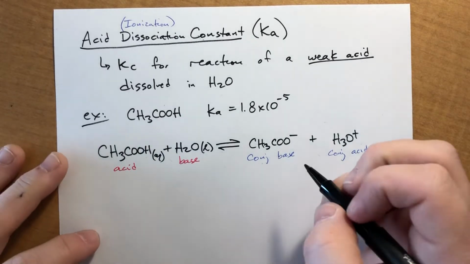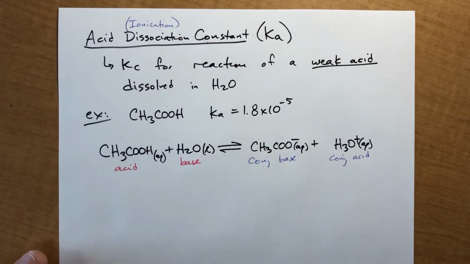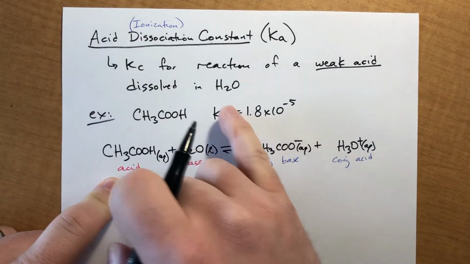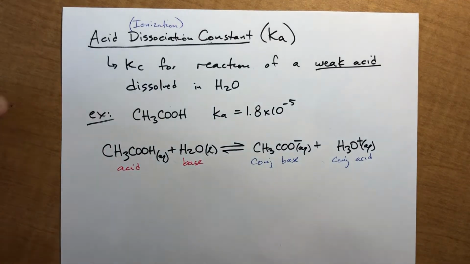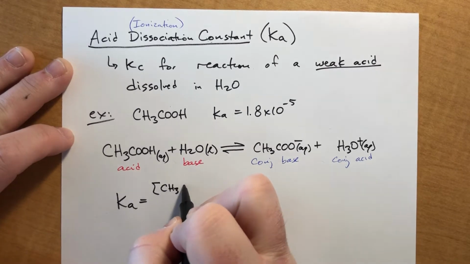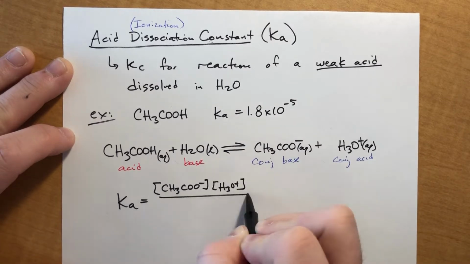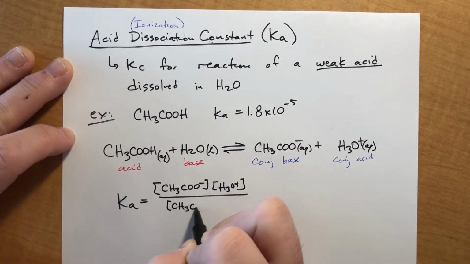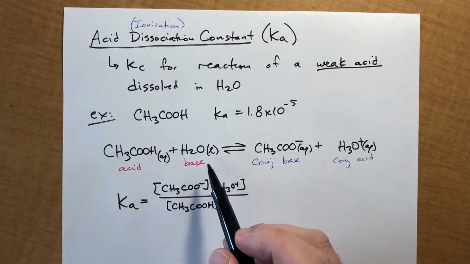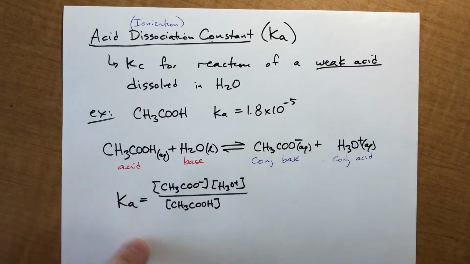Since we're writing aqueous and liquids and all that stuff, these are all aqueous. So, if we were going to write Kc for this reaction to be products over reactants, that's exactly what this is. It's literally just Kc for this specific reaction. So, Ka is concentration of CH3COO minus times concentration of H3O plus divided by the concentration of CH3COOH, and we can ignore the water because it is a liquid. In the last chapter, we talked about the idea that anything that is a solid or a liquid does not get to be included as part of the Ka.